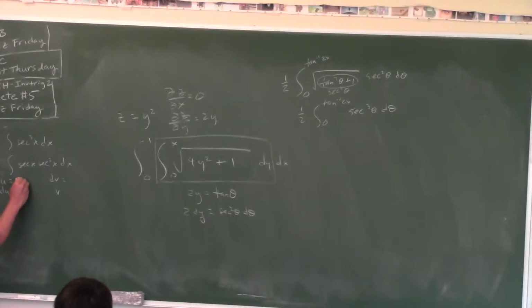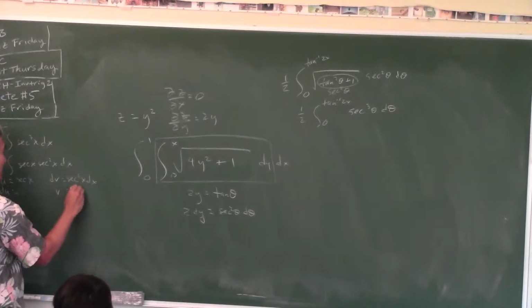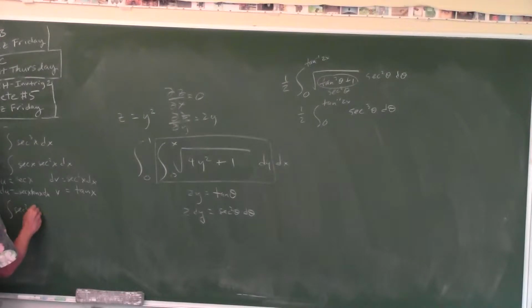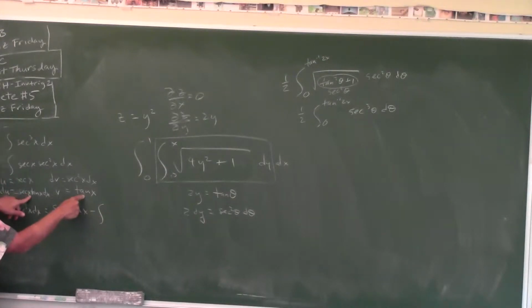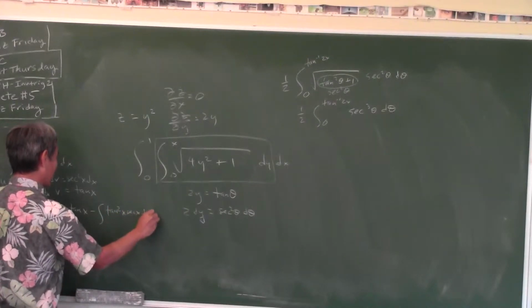The secant. Secant or secant squared? Secant. Why do you want this one to be the secant squared? Because then you get tangent. And then this one is secant x tangent x dx. So, the integral of u dv, which is the thing you're trying to find, I'm just going to put secant cubed x, is equal to u times v, secant x tangent x, minus the integral of v times du. So that's tangent squared x secant x dx.